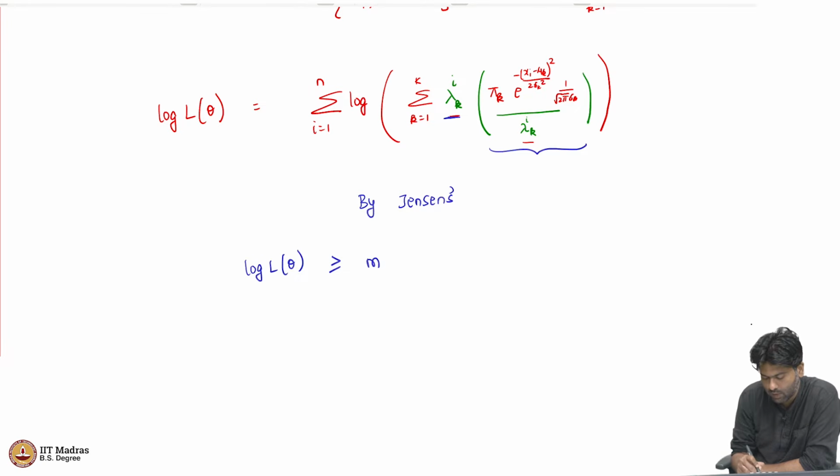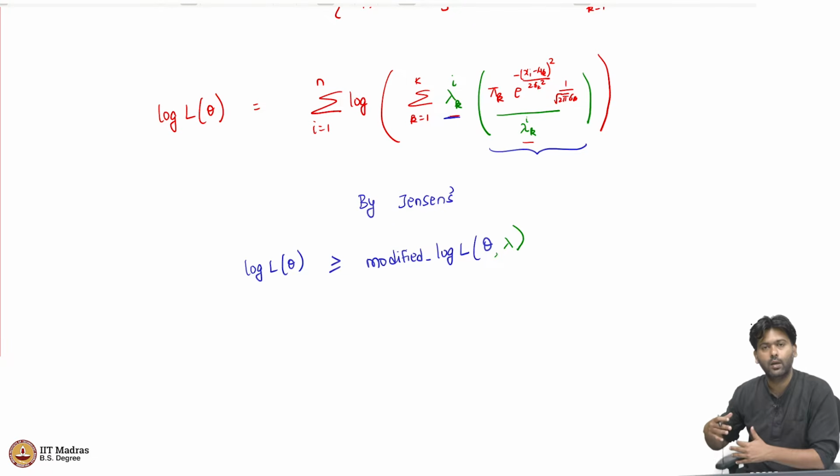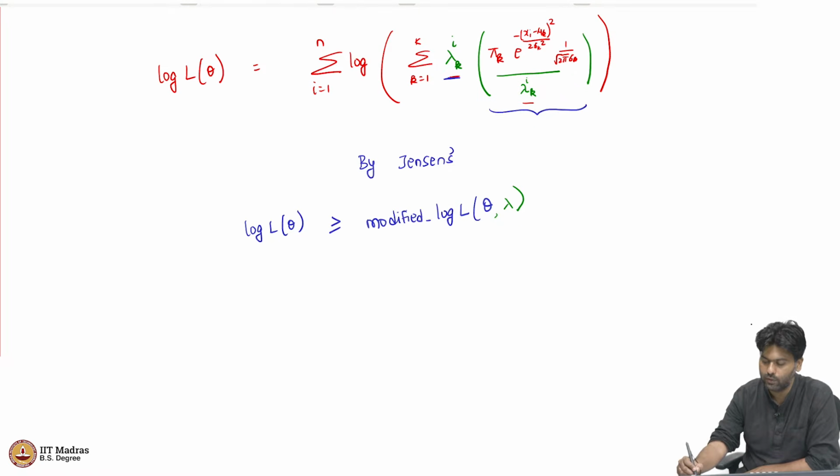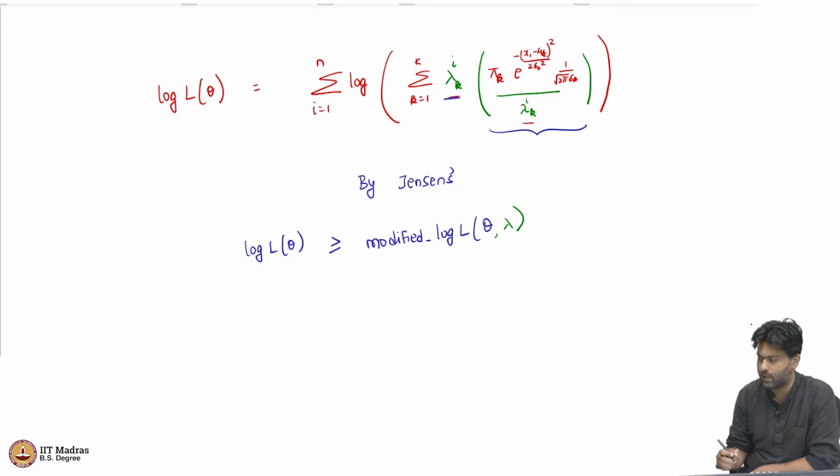And let me just call that a modified log likelihood function, log likelihood of theta. Now, this theta were the earlier parameters. Now, you have these extra parameters lambda which have been introduced. Now, I am creating a new function, a modified log likelihood function, which has not only theta but also the lambdas. But what is this modified likelihood function?